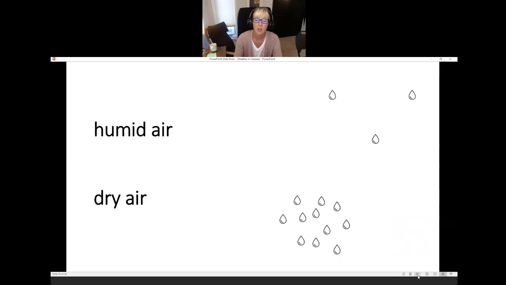Humid air, dry air. Humid and dry. Humid air has a lot of moisture. Remember, moisture is water, very small water drops. Dry air has only a little moisture.